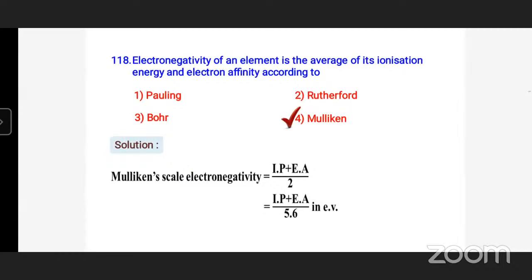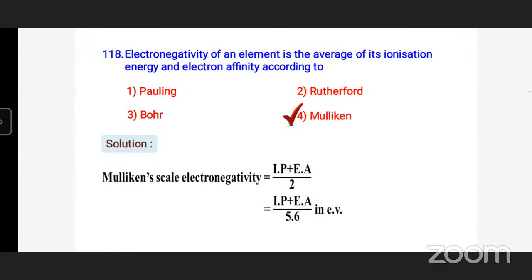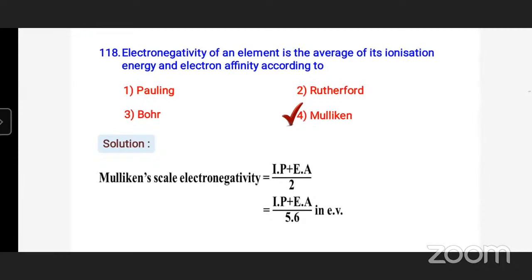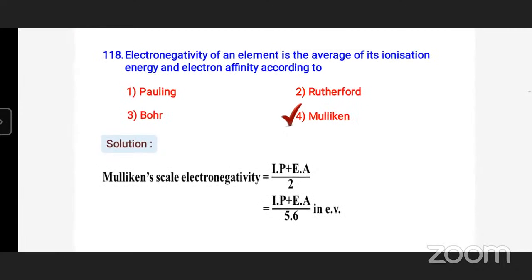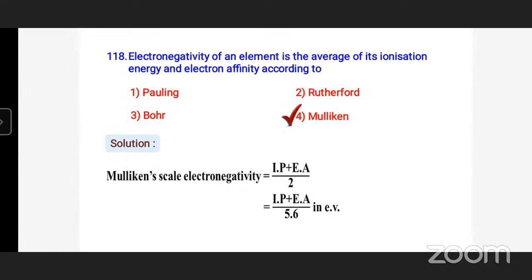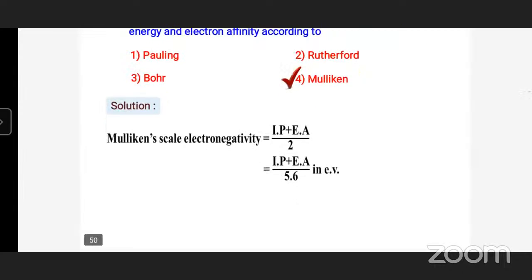The question is: the electronegativity of an element is the average of its ionization energy and electron affinity according to Pauling, Rutherford, Bohr, or Mulliken. Mulliken is the right option. Mulliken scale of electronegativity is equal to IP plus EA by 2, that is equal to IP, ionization energy, plus electron affinity by 5.6 in electron volt. Okay, right.